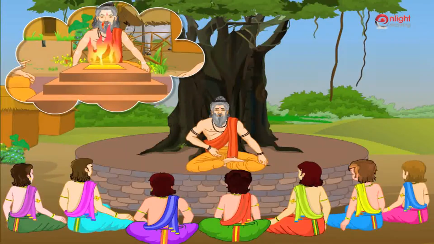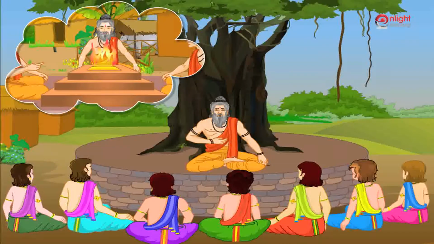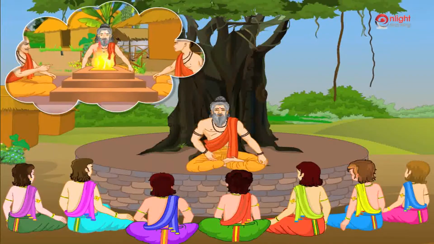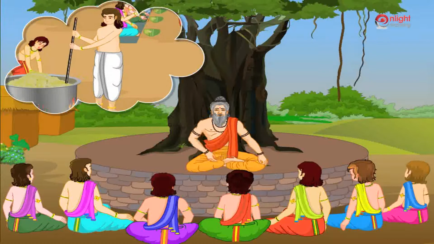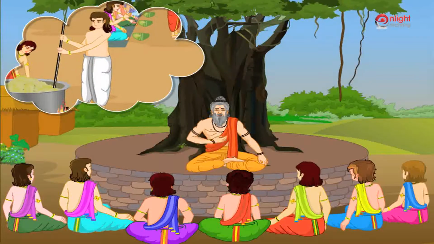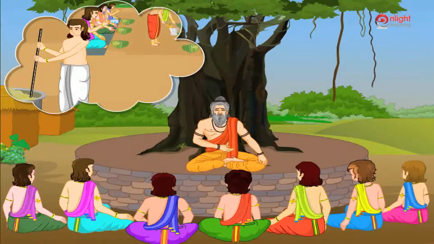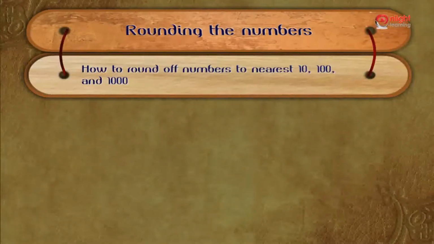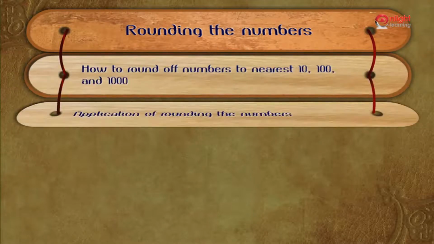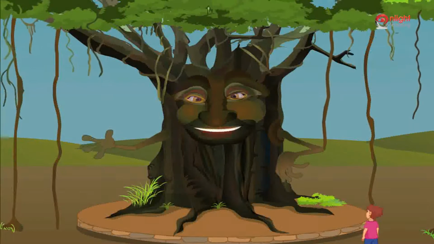Even though some of the sages I invited did not attend the yagna, some sages from the nearby villages who heard of the yagna being performed came to take part. If we had prepared food only for 170 people, we could not have served everybody. That is why I rounded off 170 to the nearest 100, 200. Today we learned how to round off numbers to the nearest 10, 100 and 1,000 and application of rounding the numbers. Hope today you understood the importance of rounding off numbers.